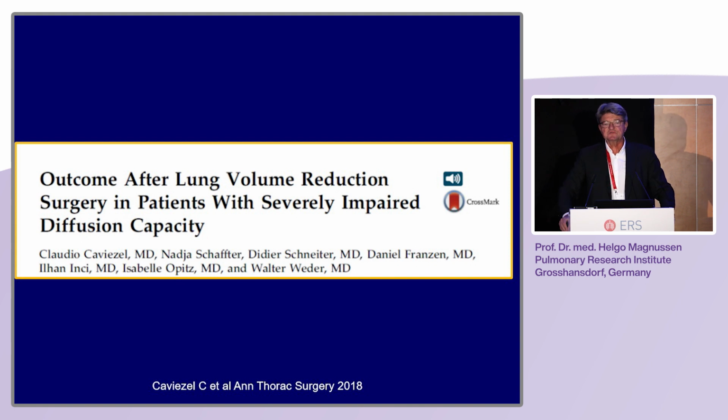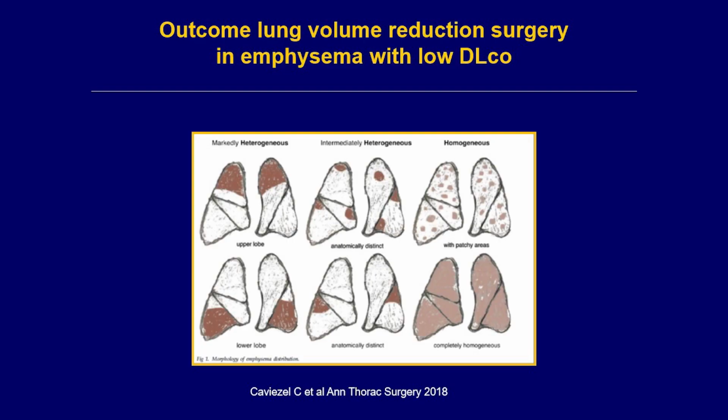If we say that diffusion capacity is decreased in emphysematous areas of the lung, then we can ask ourselves, what happens if these emphysematous areas in the lung are removed by a surgeon? And this is a so-called lung volume reduction surgery, which is also done in patients with severely impaired diffusion capacity due to emphysema. And here, this is a study from Switzerland, from Zurich. You see what these guys have done. They made an operation here and put this part away, or here, or here, or here, or here.